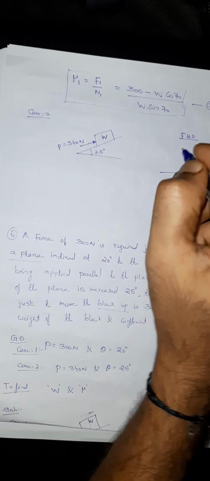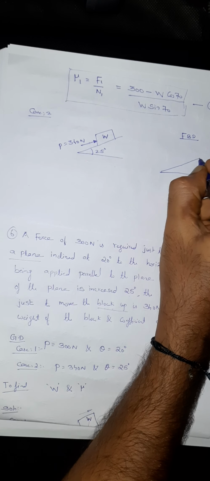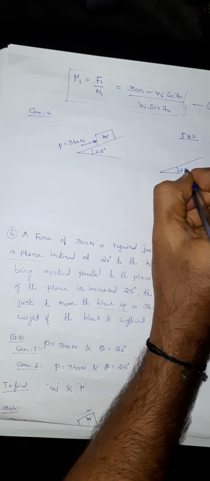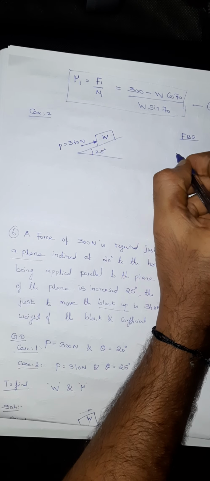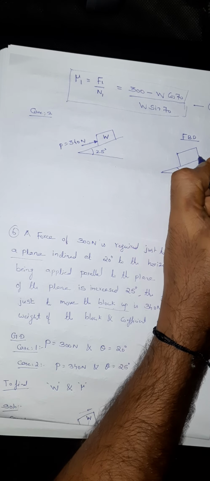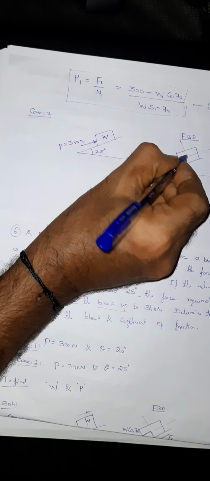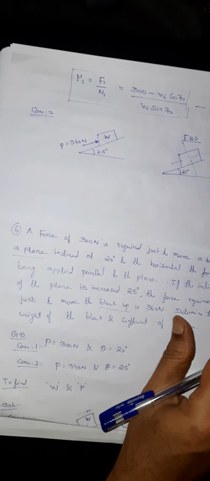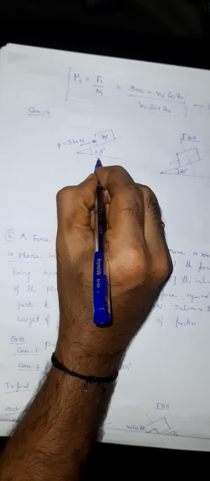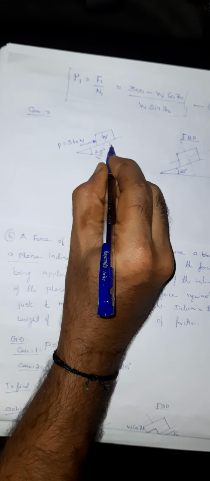So draw a horizontal line, and this is the inclined plane at 25 degrees, and a block. This is the x-axis and this is the y-axis. As you know, the weight always acts vertically downwards. Then what about this angle? If this is 90 degrees, what about this angle? 90 minus 25, which is 65 degrees.